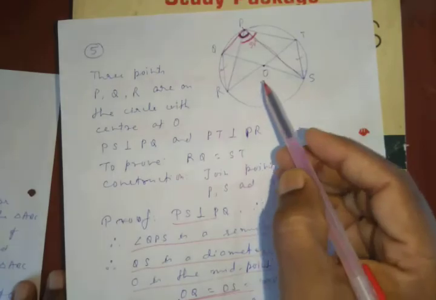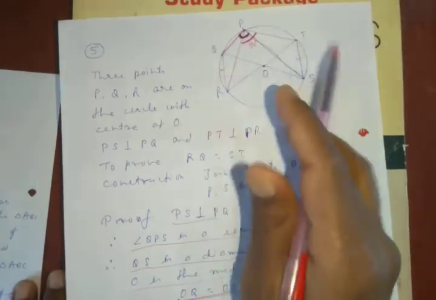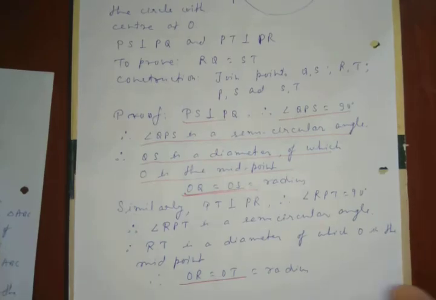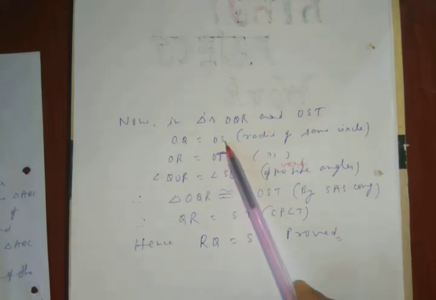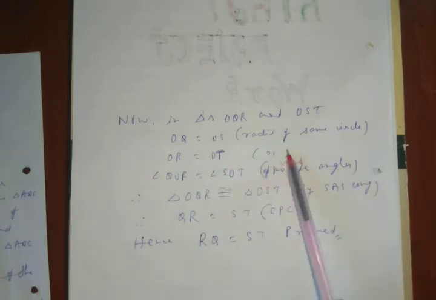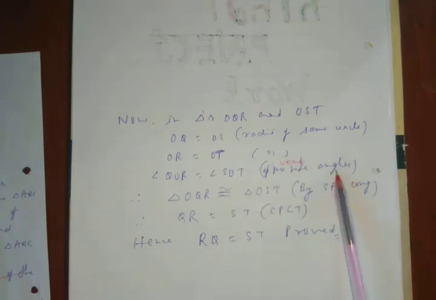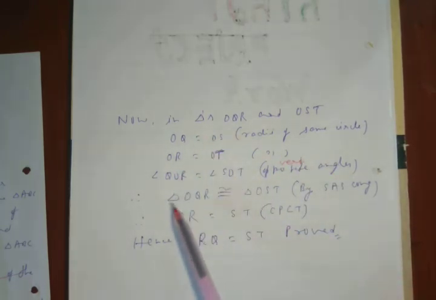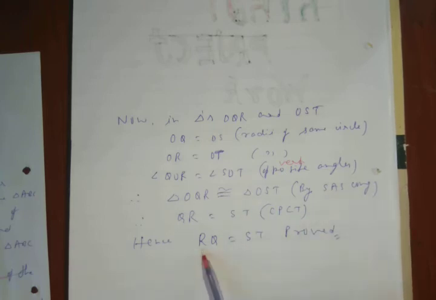Now we will prove that triangles OQR and OTS are congruent, and for proving this we need three conditions. OQ equals OS, and these are radii of the circle; similarly OR equals OT, also radii; and angle QOR equals angle SOT, which are vertically opposite angles, so they are also equal. By these three conditions, triangles OQR and OST are congruent by the SAS congruence condition, and therefore QR equals ST by CPCT, and therefore RQ equals ST.